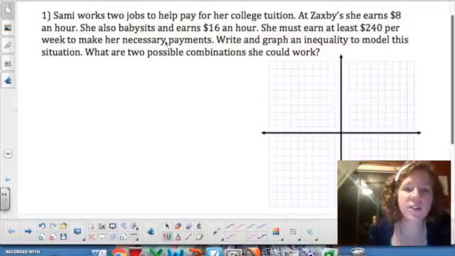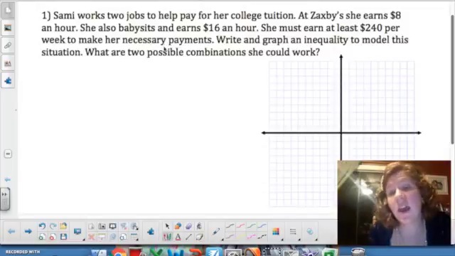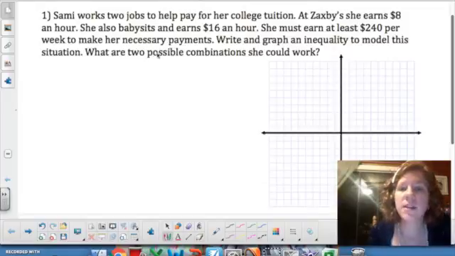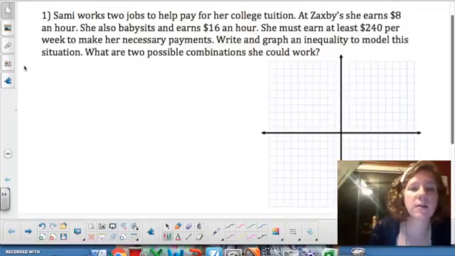Sammy works 2 jobs to help pay for college tuition. At Zaxby's, she earns $8 an hour. She also babysits and earns $16 an hour. She must earn at least $240 per week to make her necessary payments. Write and graph an inequality to model the situation.